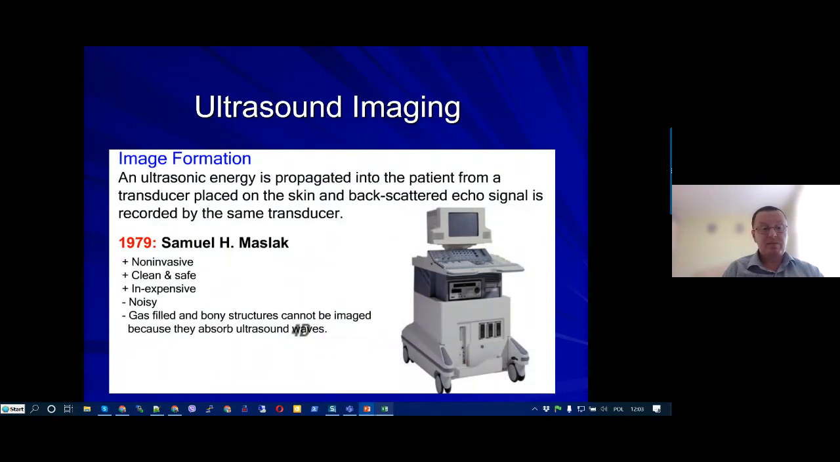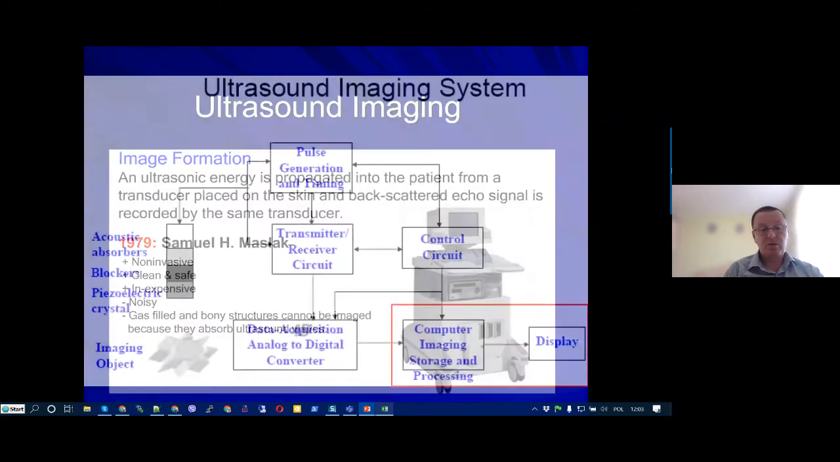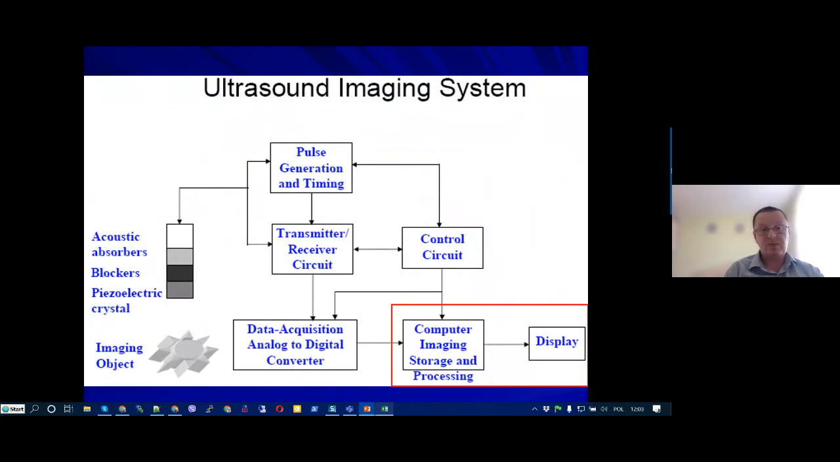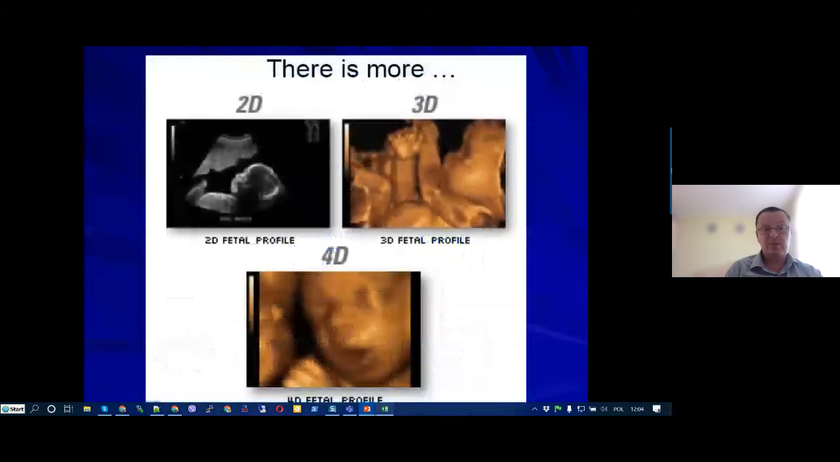Other physical principles lie under ultrasound imaging. Sound is propagated into the patient from a transducer placed on the skin and backscattered echo signals are recorded, starting in 1979 and up to modern times. So here is how the structure of a conventional ultrasound system looks. Again, we are interested in that right bottom corner, the computer image processing unit and display unit, which implement methodologies to visualize two-dimensional as well as 3- and 4-dimensional, even dynamic 3-dimensional ultrasound objects.